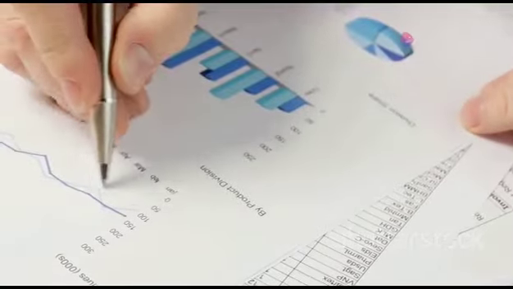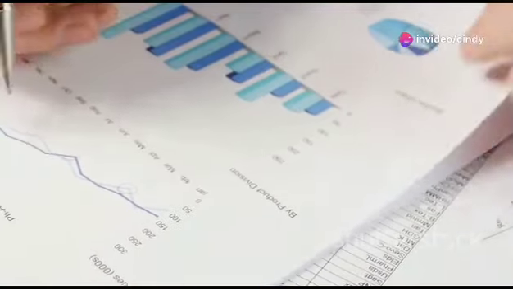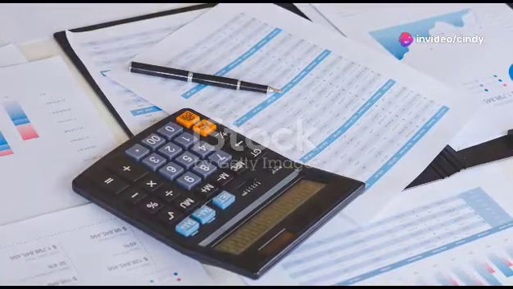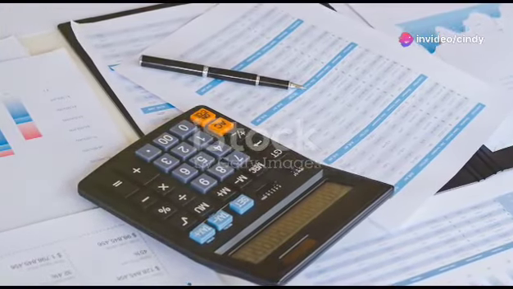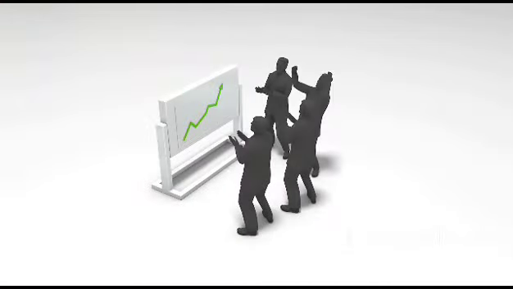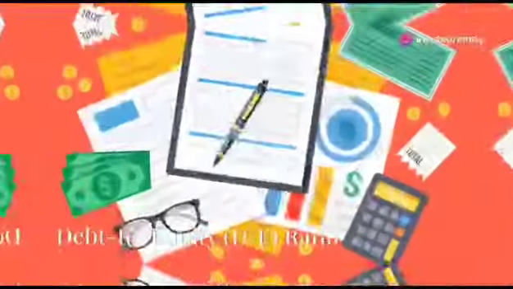Now let's talk about return on equity, or ROE. ROE tells you how effectively a company uses shareholders' money to generate profits. A higher ROE indicates a more profitable and efficient company. Remember, ROE can be influenced by debt levels, so analyze it with other ratios.